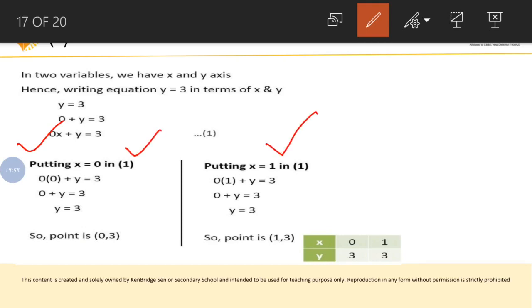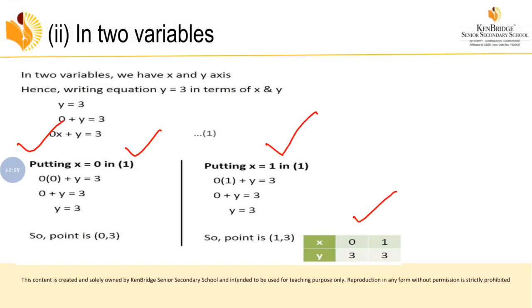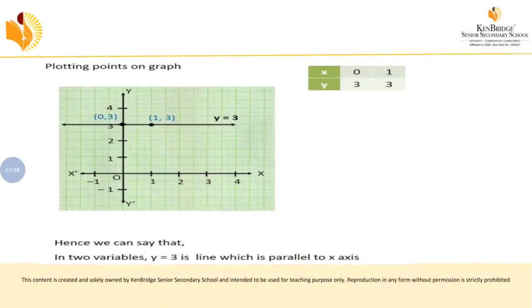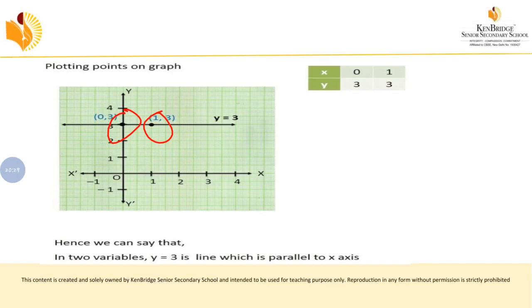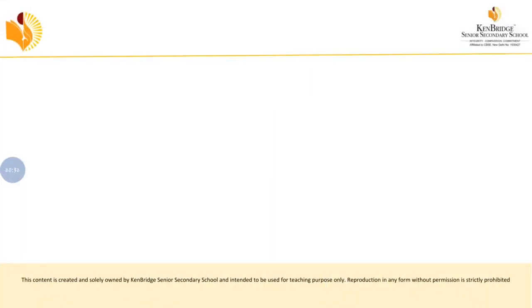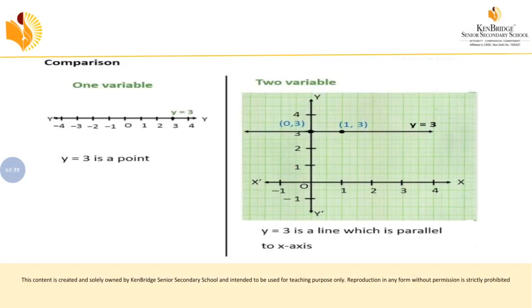By assuming x is equal to 0 and 1, we got 2 points, that is 0, 3 and 1, 3. With these points we are going to make a graph. So the graph is 0, 3 and 1, 3, which we have marked already. The points 0, 3 and 1, 3 that we have marked on the graph give a line parallel to the x-axis. Now we are going to compare both the number line as well as the Cartesian plane. For the number line there is only one variable, for the Cartesian plane there are 2 variables, and it gives a line parallel to the x-axis.